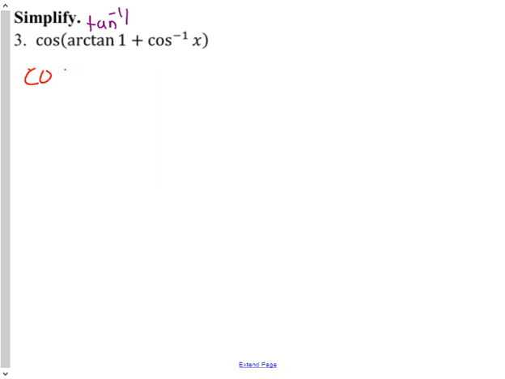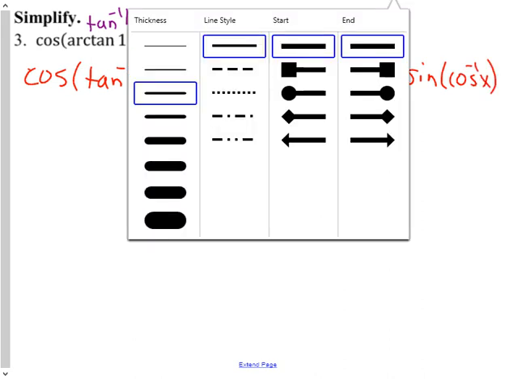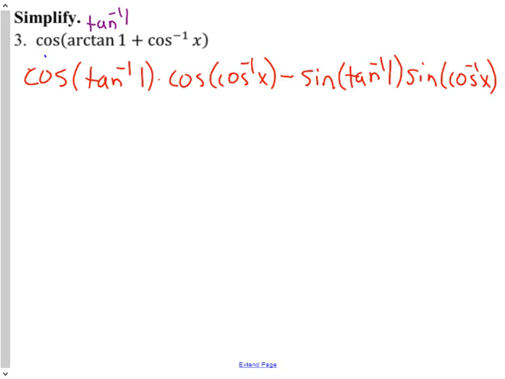So, first writing it out, we'll write it out in the form cosine of tan inverse 1 plus cosine inverse x. We're going to just multiply it out. So we got cosine tan inverse 1 times cosine inverse x minus, switching signs, sine of tan inverse 1 times sine of cosine inverse x. Looks like a mess. We'll actually clean it up quite nicely here.